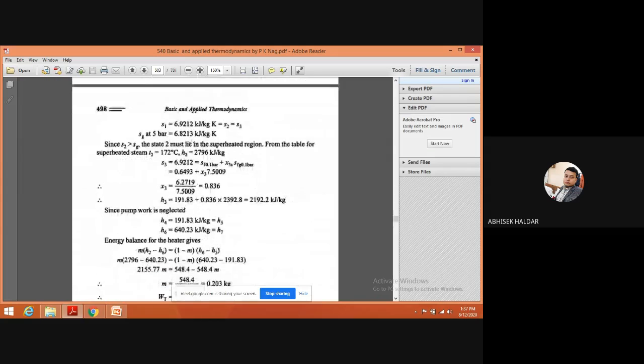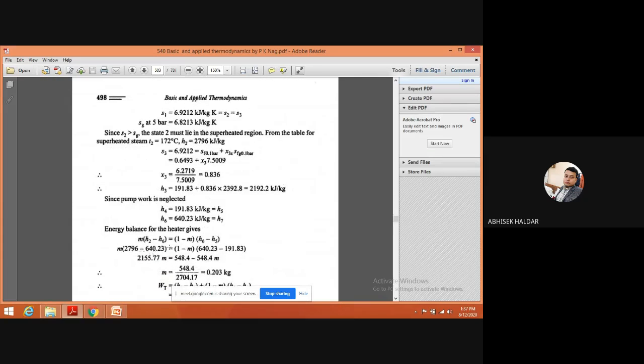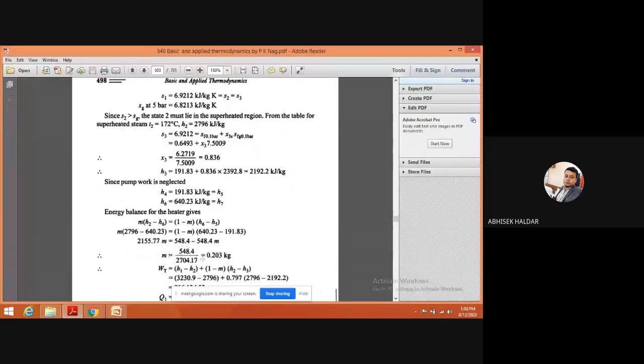Same thing they have done, but just by some different arrangement you can see. Same thing you will get. So that is nothing but the energy balance of the heater. Once you get the value of M, you can now calculate the WT.